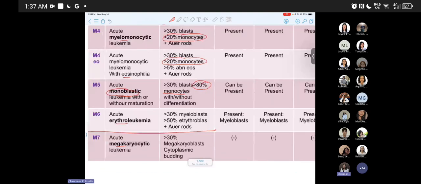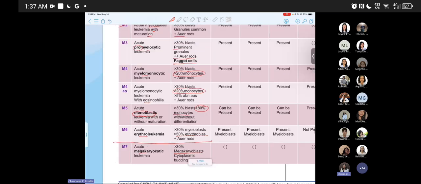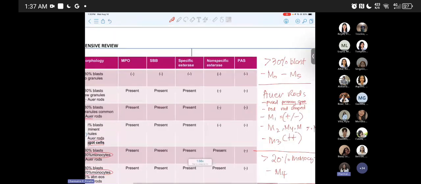M6 is erythroleukemia, so makakakita tayo ng greater than 50% presence of erythroblast. Erythroblast yan. M7 is megakaryocytic, so ganun din, makakakita tayo ng megakaryoblast. So yan, ganyan aralin yan. Plus, itong mga cytochemical stain.